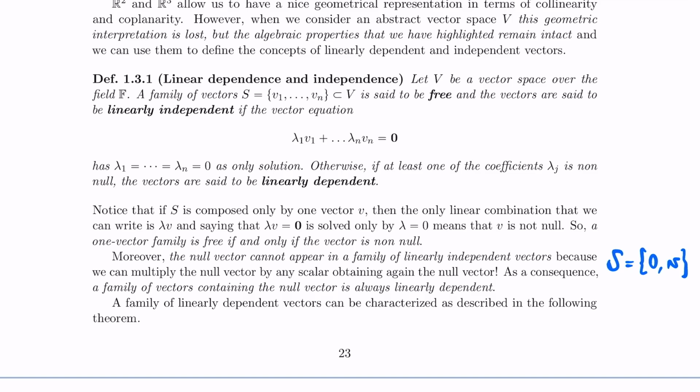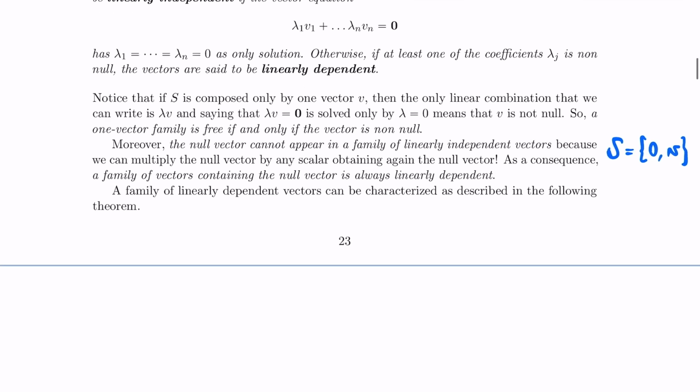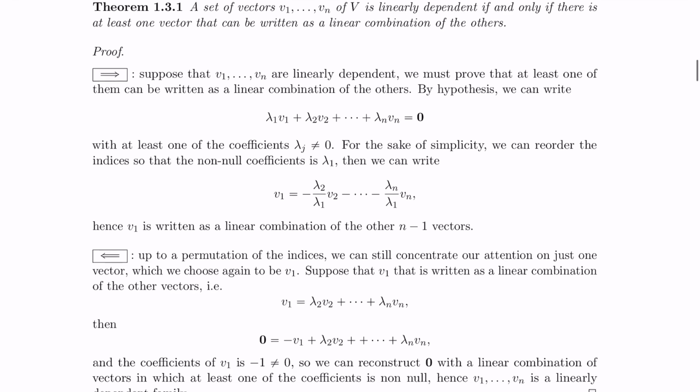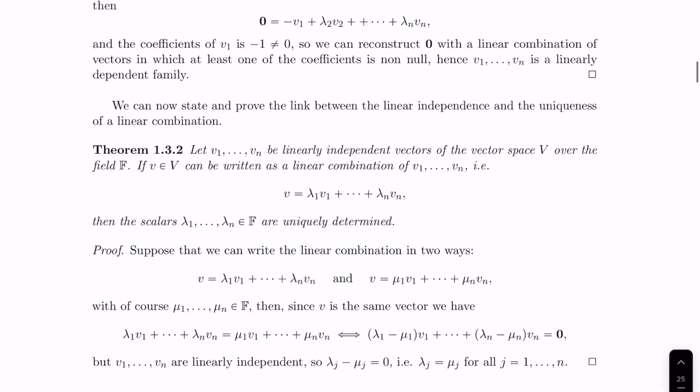This is actually a very nice small exercise from which you can learn a lot about linear dependence and independence. The following theorem contains a very nice characterization of linearly dependent vectors. It says that a set of vectors v1, ..., vn of any vector space V is linearly dependent if and only if there is at least one vector that can be written as a linear combination of the others. Here you can see the proof is not difficult at all. As always, I urge you to read it. However, as you can see, it is a little bit long, and so we skip it.